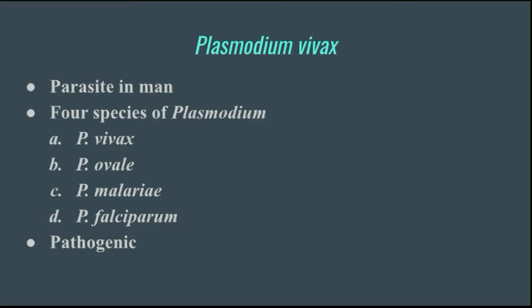They are Plasmodium vivax, Plasmodium ovale, Plasmodium malariae, and Plasmodium falciparum. These are the four species of Plasmodium. Plasmodium vivax in particular is the most common type of malarial parasite, and it is a pathogenic parasite. So that is the introductory idea about this.